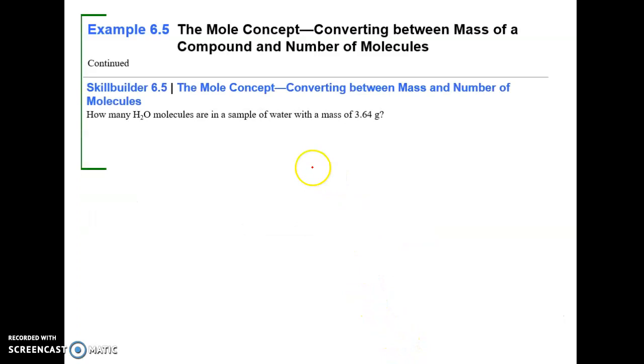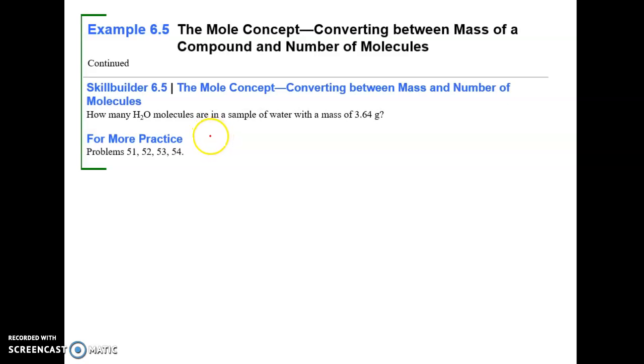All right, let's try this one. How many H2O molecules are in a sample of water with a mass of 3.64 grams? So this time we're starting in grams and it asks us to get to molecules. Well, how can I get from grams to molecules? I know I can get from grams to moles using molar mass. Then once I am in moles, I can use Avogadro's number to get from moles to molecules. So let's see this sorted out here.